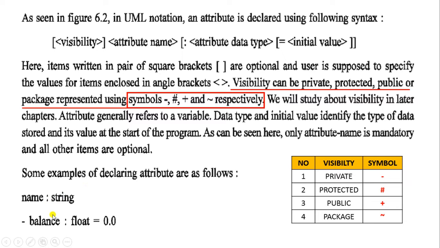Here it shows a dash, which means private, then balance. These are the syntax parts we mention here: attribute name balance, then attribute data type, which is float, equal to the initial value, which is 0.0. Here I mention the value in angle brackets. So the initial value is 0.0. These are the syntax, the visibility and their symbols.